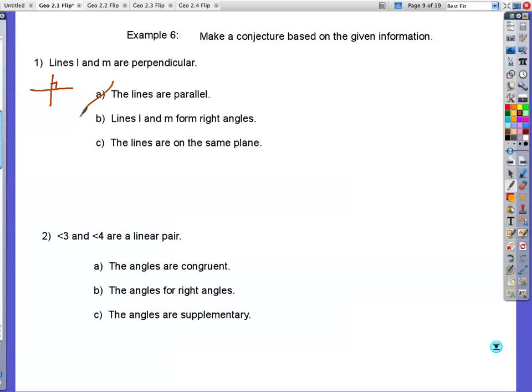Does that mean lines L and M form right angles? If they're perpendicular, would I get right angles? And here are my lines. I even put a right angle in there. So I'm going to circle that, yes.